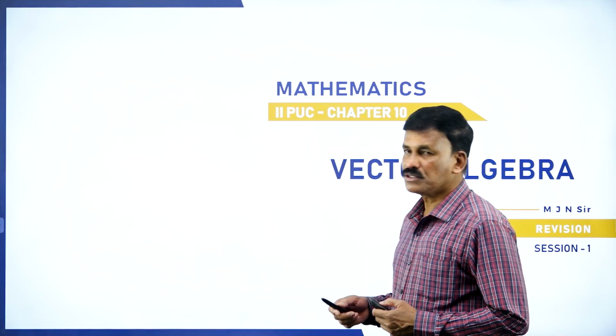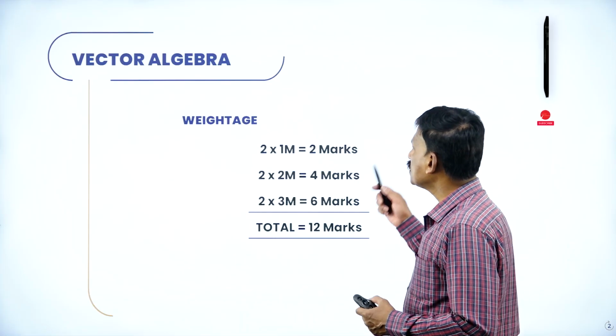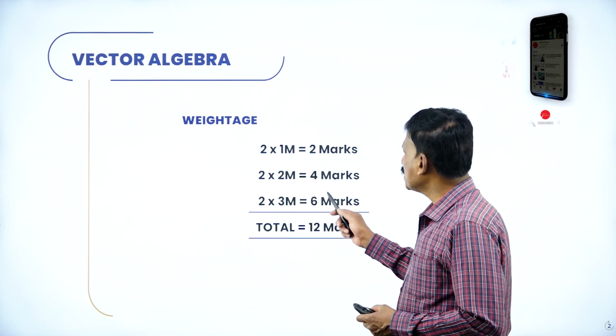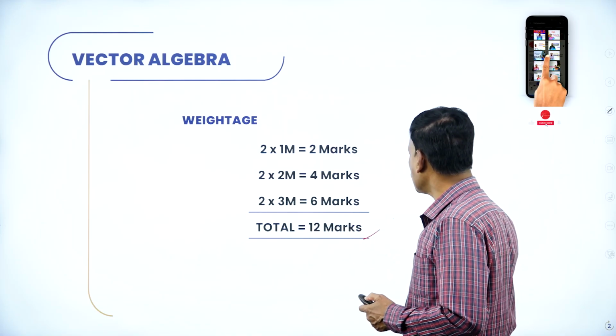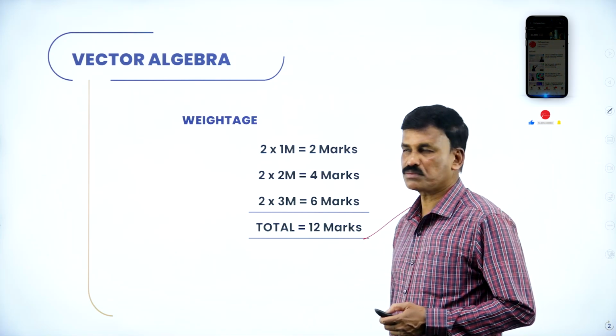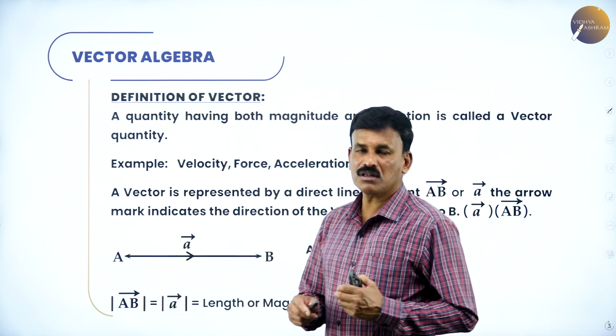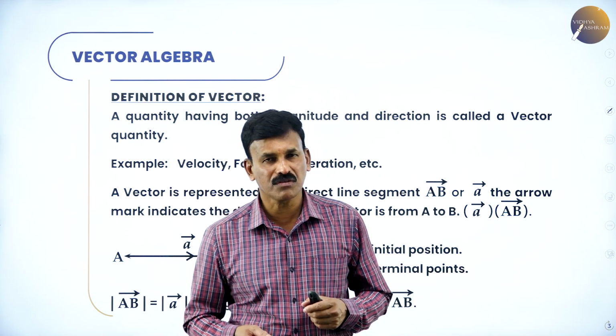Now let us know what is the weightage for this chapter. In this you will get 1 mark 2 questions, 2 marks 2 questions and 3 marks 2 questions. Totally you will get 11 or 12 marks from this chapter. Now let us recall all the definitions and types of vectors.